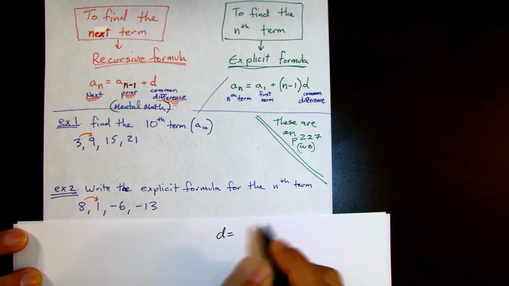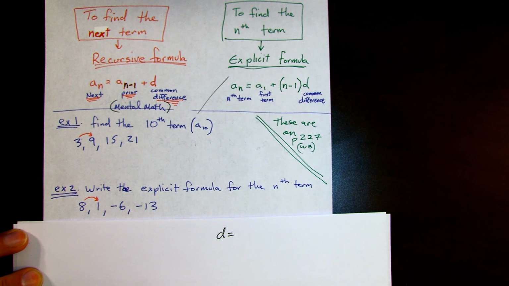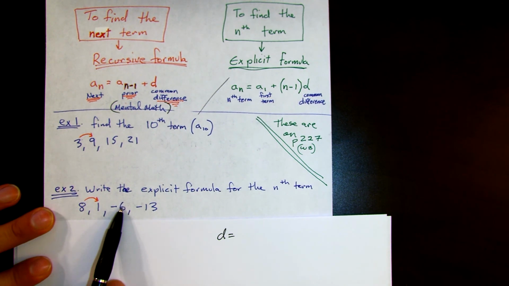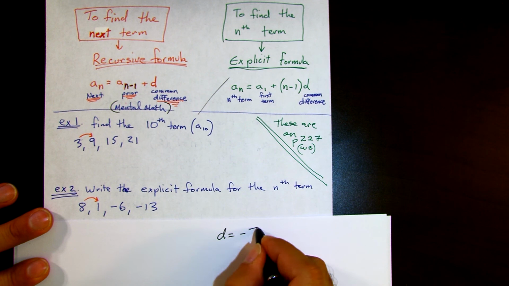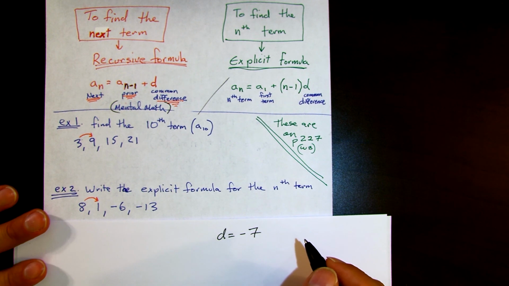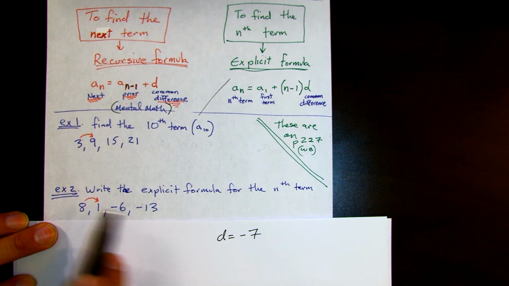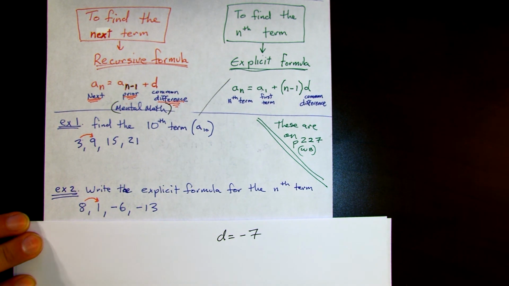Okay. So what is our d value? What's our common difference with this? How do you go from 8 to 1? How do you go from 1 to -6? It's like you're on a diving board a foot above the pool, and then you go down a certain number of feet to get to -6. So we go down 7 feet from the diving board to get underwater 6 feet. 8 to 1 is also -7, so we know our d value now.